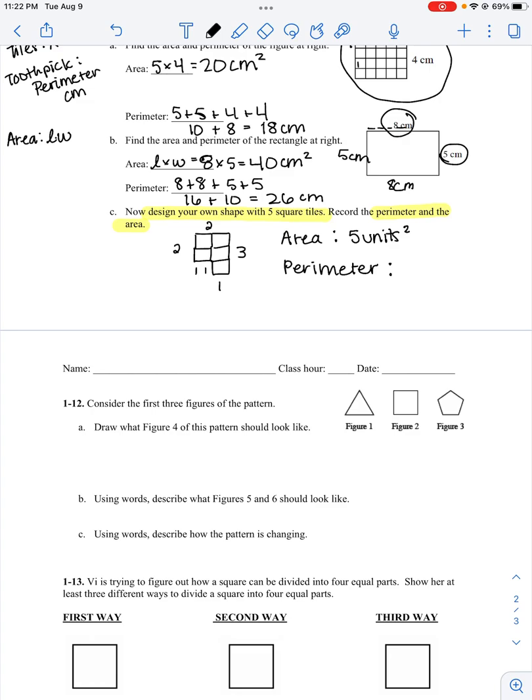Okay, so I could either label my sides or draw my toothpicks. So I have 1, 2, 3, 4, 5, 6, 7, 8, 9, 10. My unit of measurement is units. And if I had labeled it, I could say, well, 2 plus 2 plus 3 plus 1 plus 1 plus 1. 2 plus 2 is 4 plus 3 plus 1 plus 1 plus 1. 4 plus 3 is 7. 7 plus 1 plus 1 plus 1 is 10.